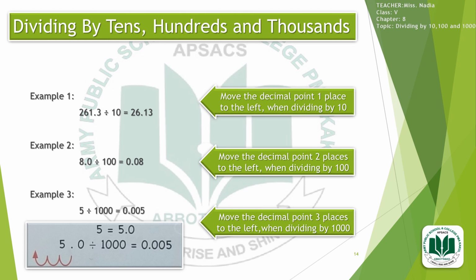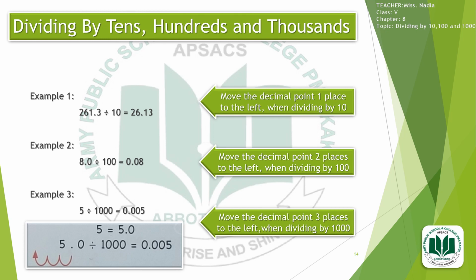In example 1, 261.3 divided by 10. After moving decimal point one place to the left, the answer is 26.13. In example 2, 8.0 divided by 100. We can add zeros at the beginning of the number before decimal point. So by moving decimal point two places to the left, the answer is 0.08.